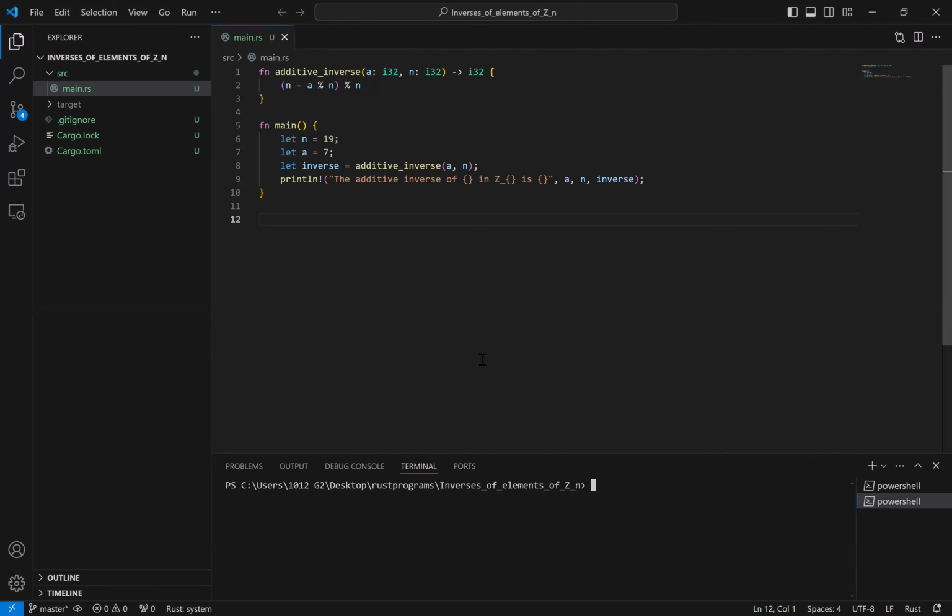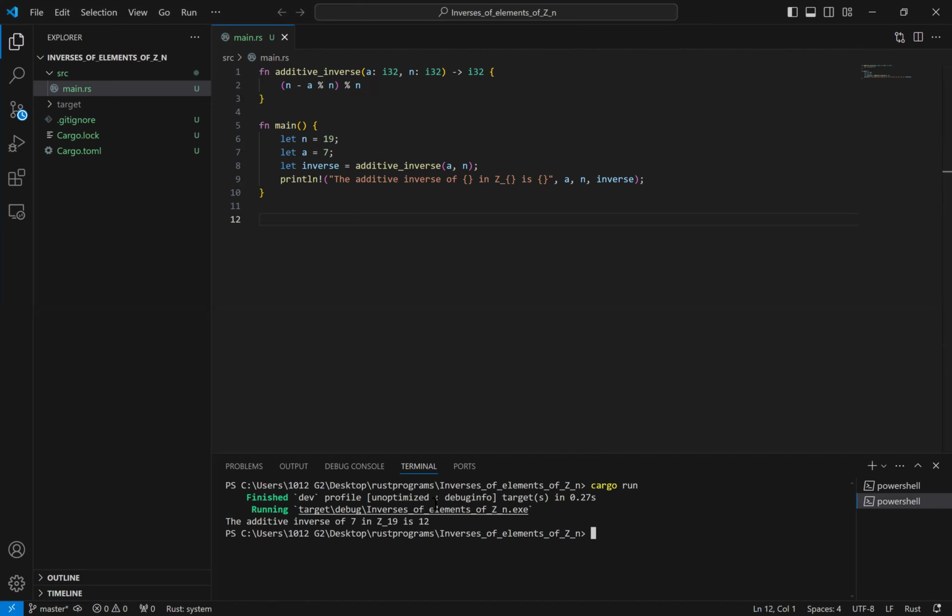So it's a very simple code, just the way you're seeing it. I have my A as 7 and my N as 19. When you run it, it tells you that the inverse of that is 12. You see this outer part is the one that is supposed to reduce it to 12.